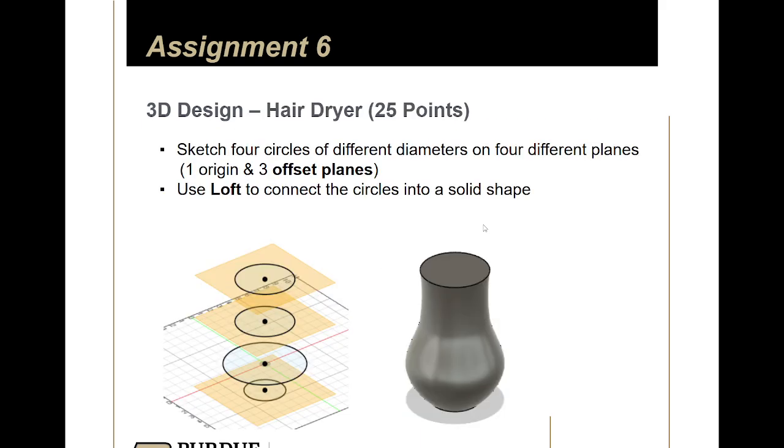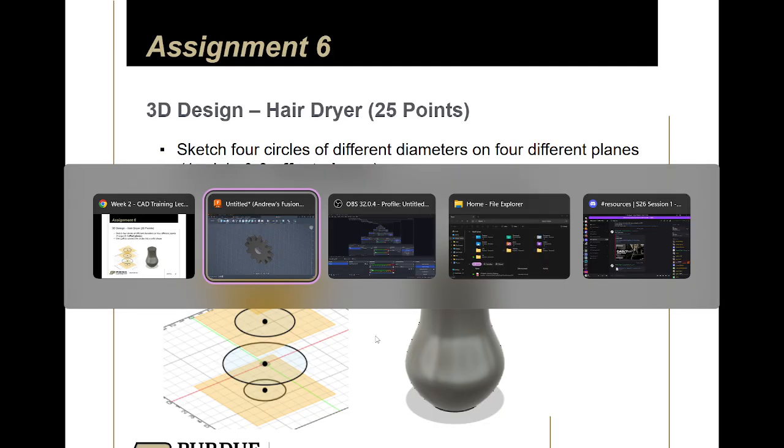Okay, so I think the last one for today is this hair dryer. You can see here the process we're going to go through to make this. We're going to use something called a loft. We're basically going to create a couple of very simple sketches on different planes, and then use the loft tool to create a solid body that follows all of these profiles. Are there any questions before I start this one? Okay, cool.